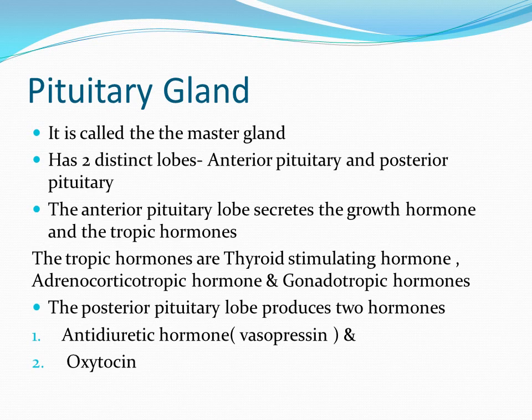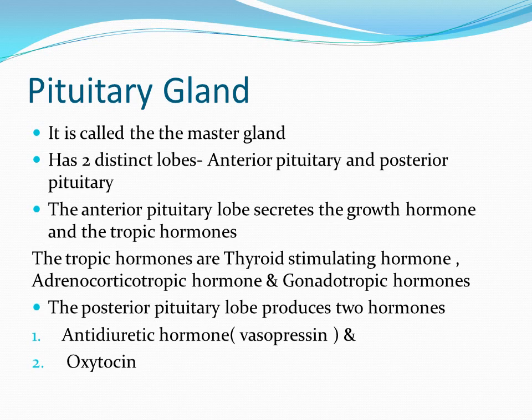The tropic hormones. The first tropic hormone that we'll discuss is the thyroid stimulating hormone. It stimulates the thyroid to secrete thyroxine. The adrenocorticotropic hormone stimulates the adrenal cortex to secrete its hormone. Then the gonadotropic hormones. They regulate the activities of the gonads, the testes and the ovaries. These are of three types: follicle stimulating hormone, luteinizing hormone, and prolactin.